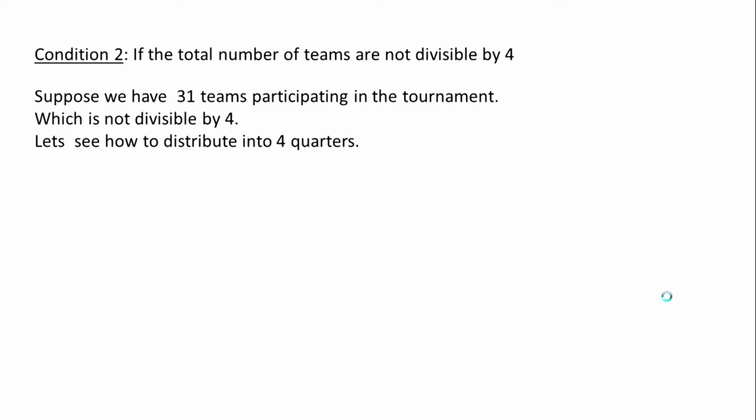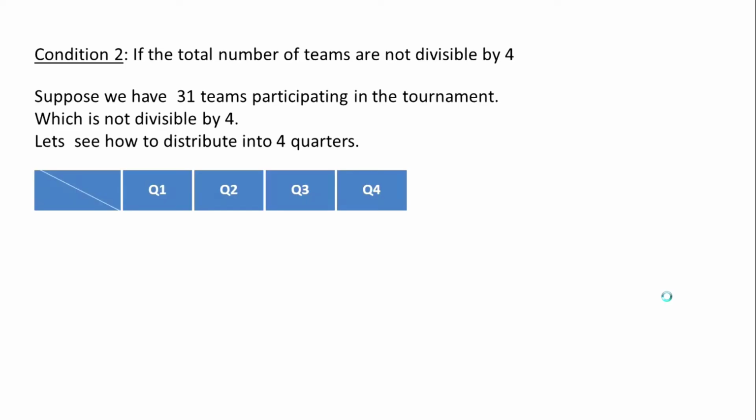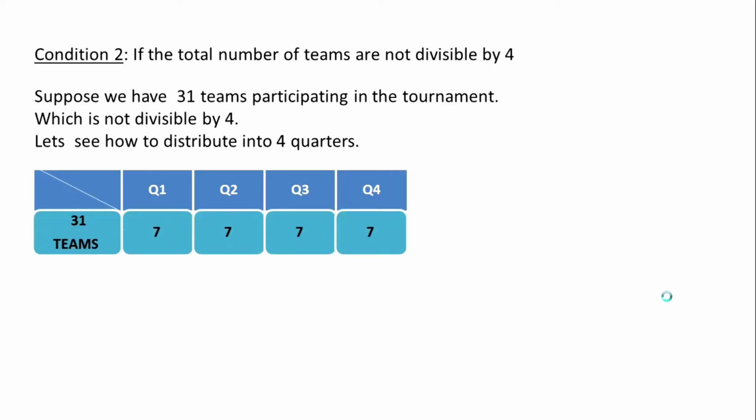If the total number of teams is not divisible by 4, suppose we have 31 teams participating in the tournament, which is not divisible by 4. Let's see how to distribute them into 4 quarters. Here we have 4 quarters, first, second, third and fourth quarter, and we have taken 31 teams and these teams are divided into 4 quarters with 7 teams per quarter.